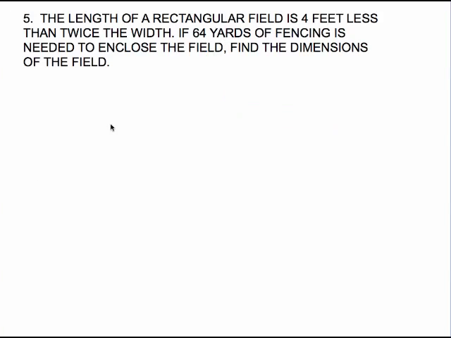One more on this video has to do with the length and width of a rectangular field. This says the length of the rectangular field is 4 feet less than twice the width. If 64 yards of fencing is needed to enclose the field. Now when you see the word enclose, we're talking really about perimeter. So this is just your basic geometry perimeter problem.